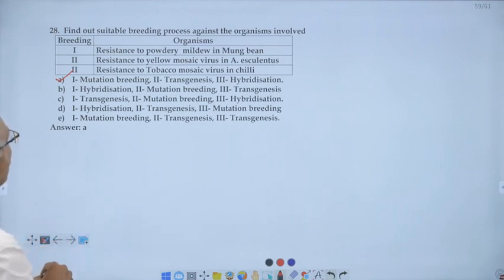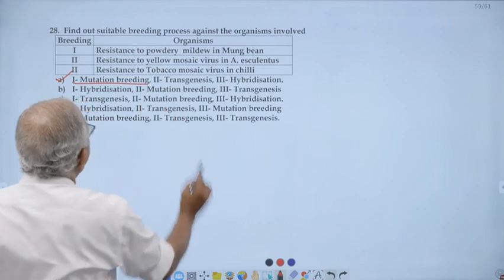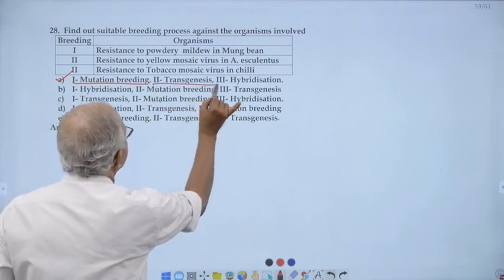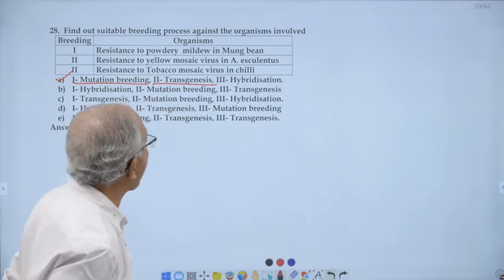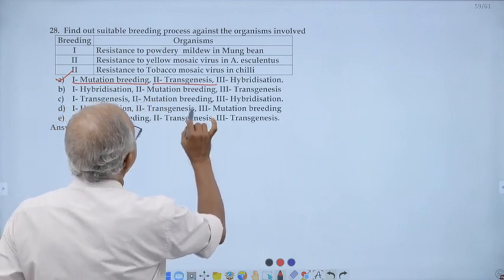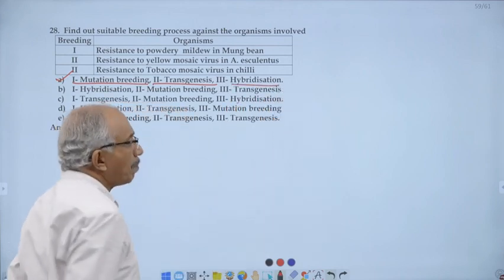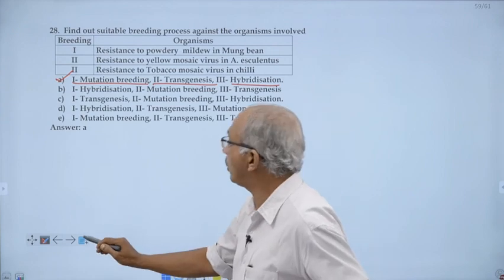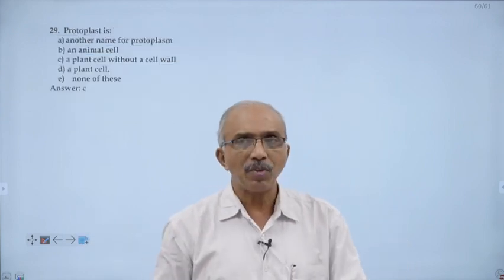Resistance to powdery mildew in moong bean is by mutation breeding. Resistance to yellow mosaic virus in Abelmoschus esculentus, transgenesis, production of transgenic plants. Then resistance to tobacco mosaic virus by hybridization. Answer is A. Question 29, what is protoplast?